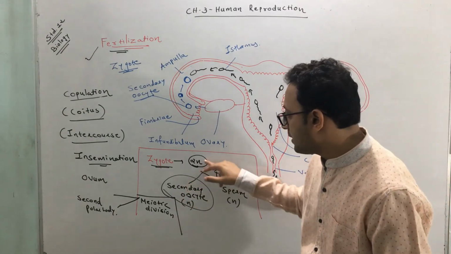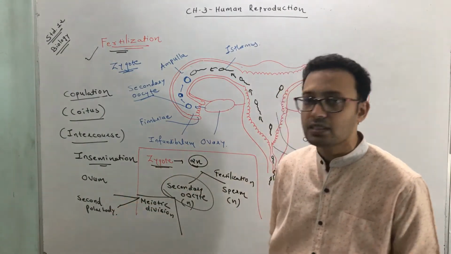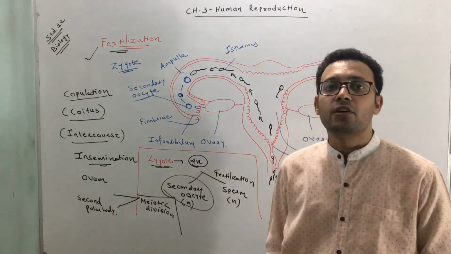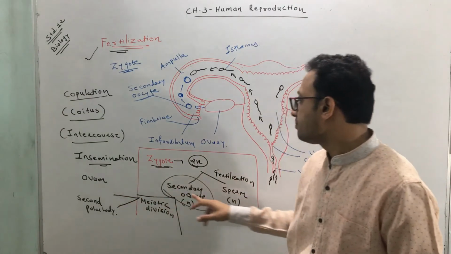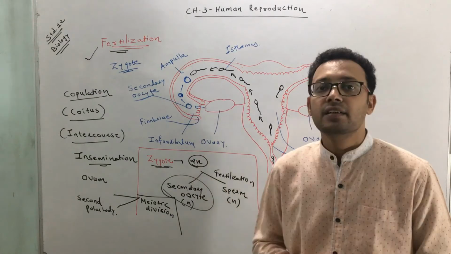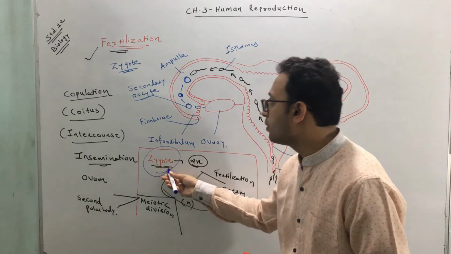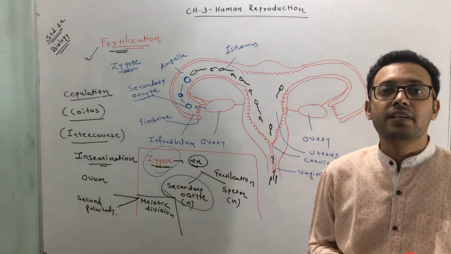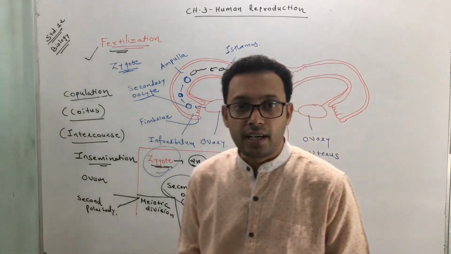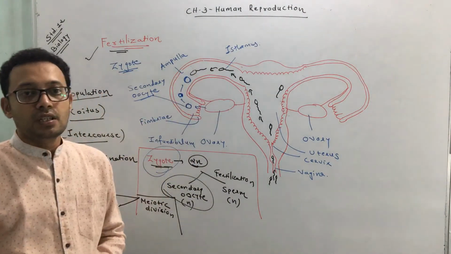But if fertilization takes place, the second meiotic division finishes and it produces two cells, one ovum and the second one is the second polar body. And thus a zygote is going to be formed, because this ovum, this secondary oocyte, gets fused with the sperm, and thus ultimately a zygote is formed. This process is called fertilization. Clear, students?